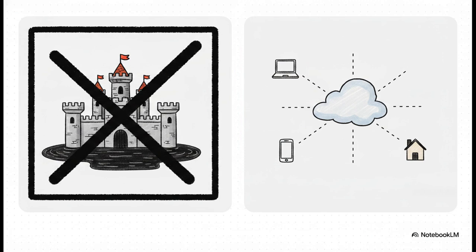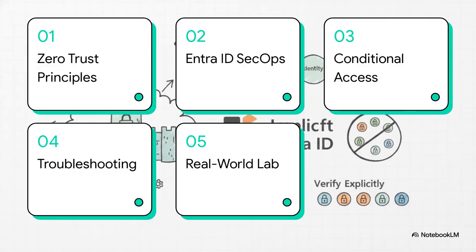Now, if you're an IT pro, or maybe you're currently studying for your SC-300 or SC-200 certifications, rest assured, we're going to cover both the high-level architecture you need to understand and the crucial hands-on configurations you'll absolutely be tested on. Here's the quick look at our agenda for today. First, zero trust first principles. Second, Entra ID and security operations. Third, configuring conditional access policies. Fourth, troubleshooting and common mistakes. And finally, we'll wrap up with a real-world lab challenge.